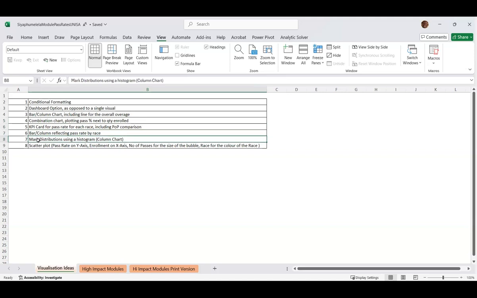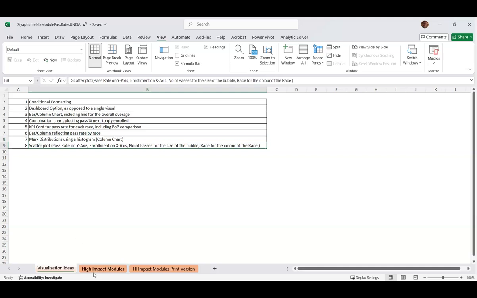We also spoke about mark distribution, right? Because if I'm at a 62%, but all my failures are hopeless, versus a 62%, but all my failures are sitting at 40 to 45%, then you can see that even with the same pass rate, the problems might be different because of the distribution of your marks.